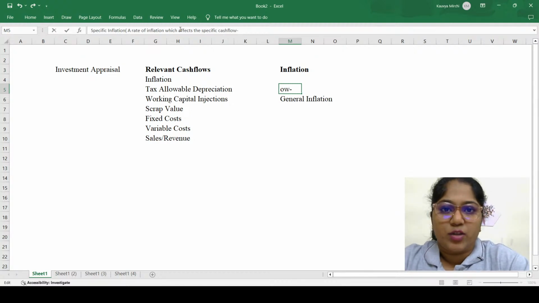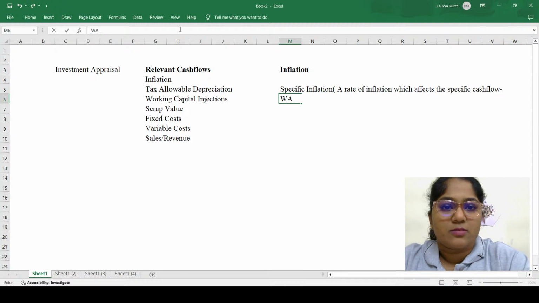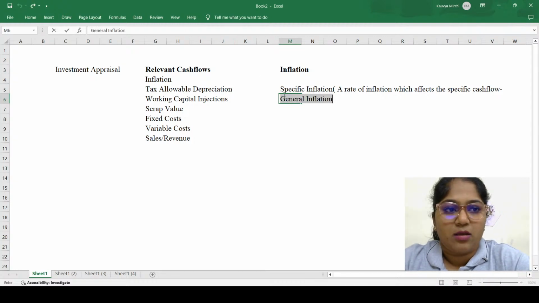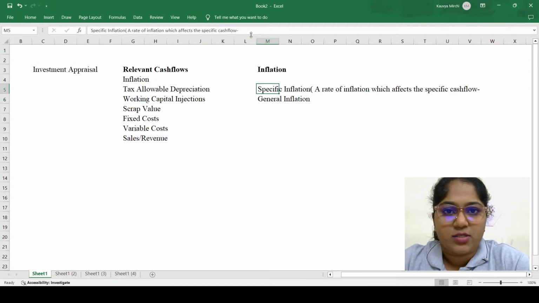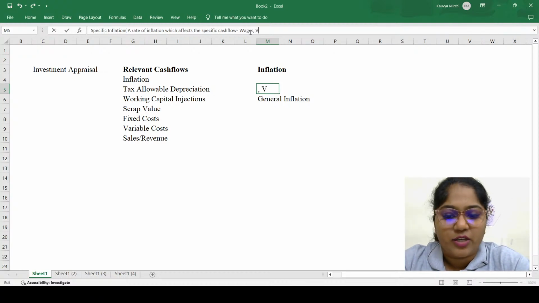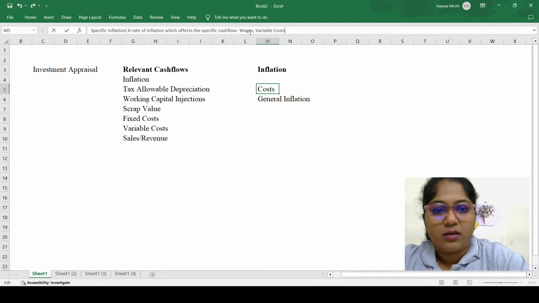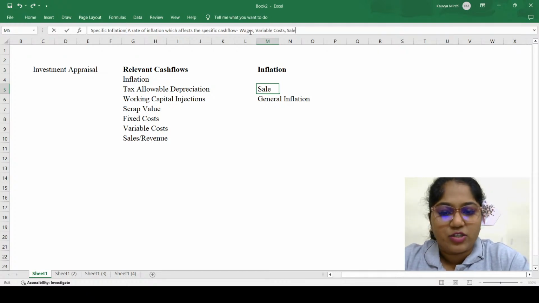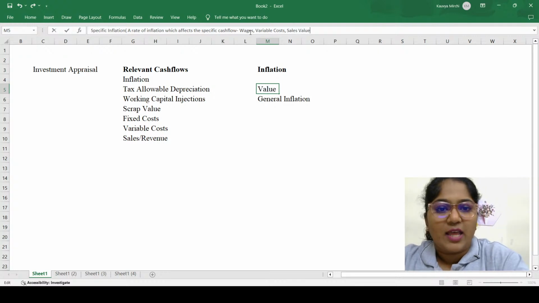What do you mean by this? For example, wages. For example, there might be specific inflation which affects variable cost. Or there might be only for sales value, there is a chance where the inflation will affect.